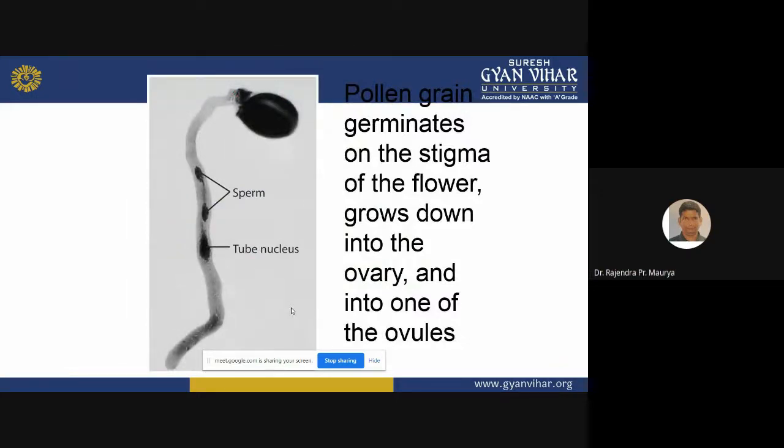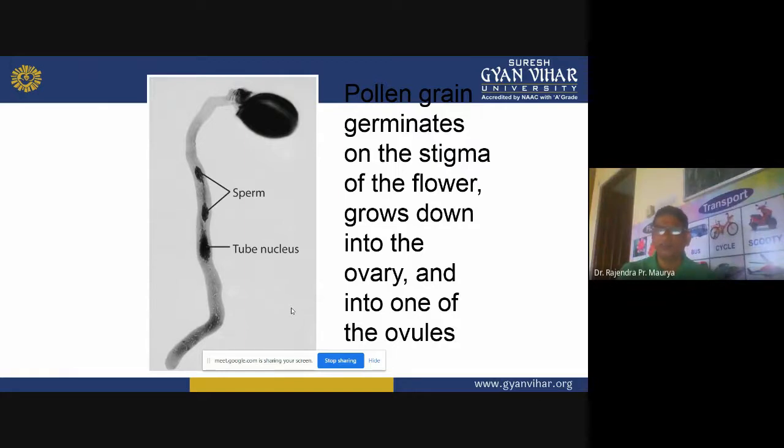In the last slide, I told you that pollen grains reach the receptive stigma, then pollen grains germinate on the receptive stigma of the flower and grow down into the ovary, that is the pollen tube, and into one of the ovules. So we can say pollen grains are the male gametes and ovules are the female gametes.